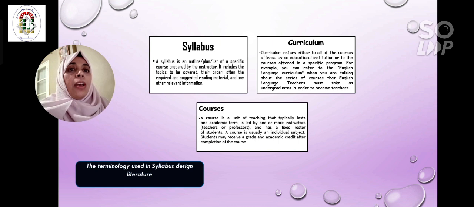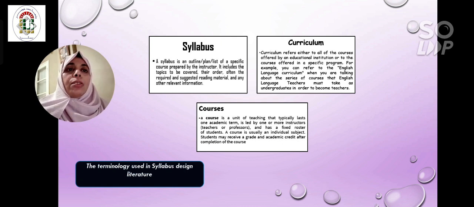It is a unit of teaching that typically lasts one academic term. For example, here we are studying a syllabus for one semester, for one term. For this one semester we end up with an exam and we finish. Or it can be for 1 year. It is led by one or more instructors, teachers, or professors, and has a fixed roster of students. It means it is devoted to first year students who are already registered.